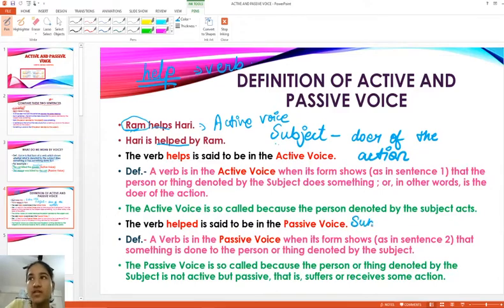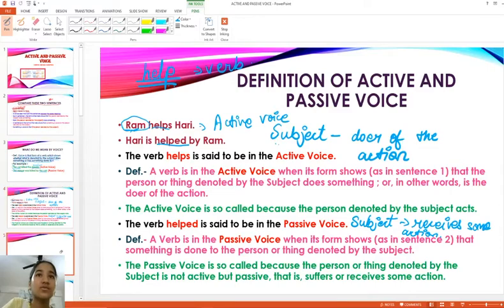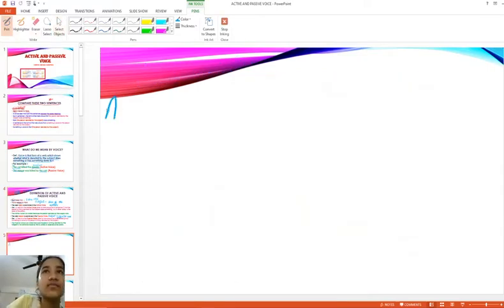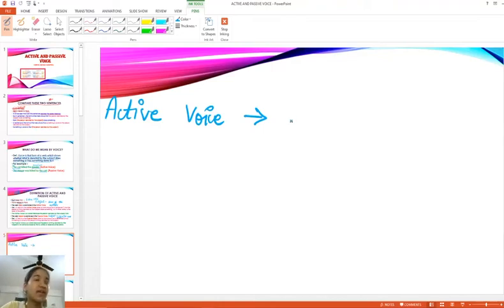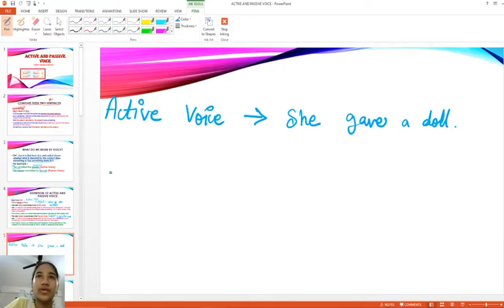Over here, the subject receives some action. Understood? So what do we understand by all that? Active voice is when the doer of the action is highlighted. For example, she gave a doll. She gave a doll. To whom, we don't care right now.